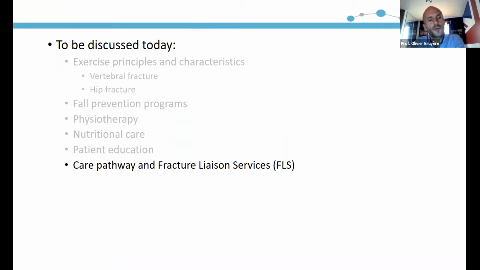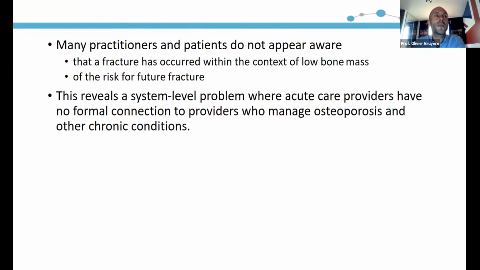At last, I would like to finish my talk with some discussion on the care pathways, because I presume that because you are interested in bone diseases, you are interested in osteoporosis, you are obviously aware that if you have a low bone mass, you are at an increased risk of osteoporosis and fracture. You are obviously aware that if you have a fracture, you have an important risk of future fracture. However, many practitioners, and by the way, most of the patients, are not aware of that.